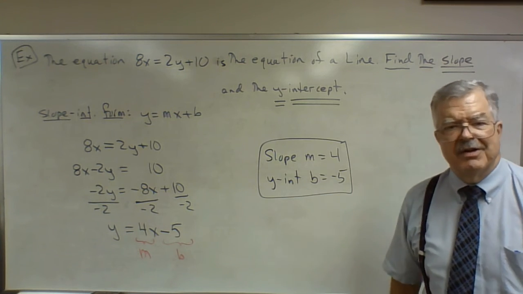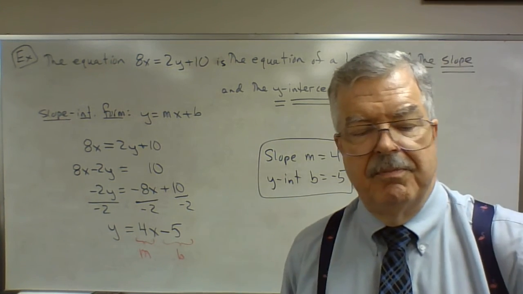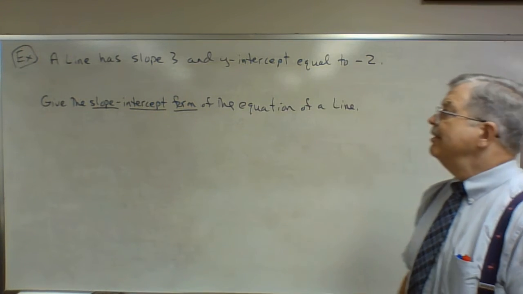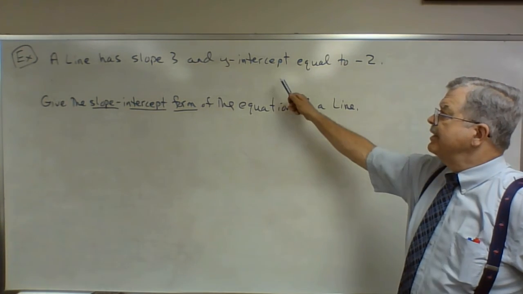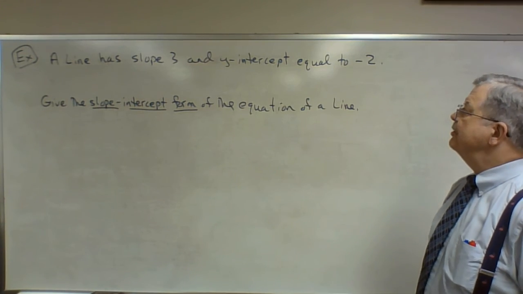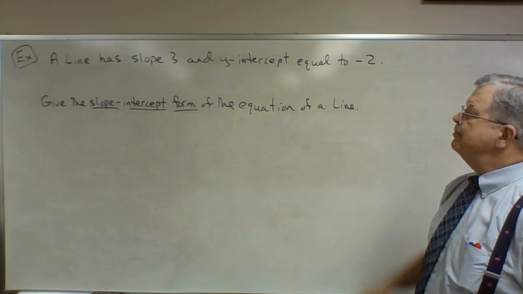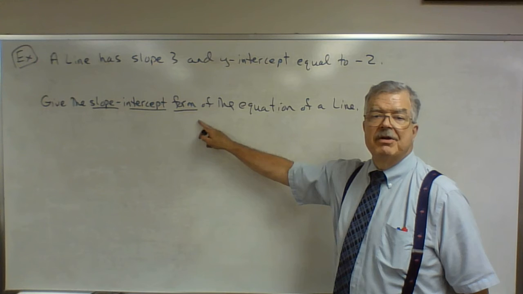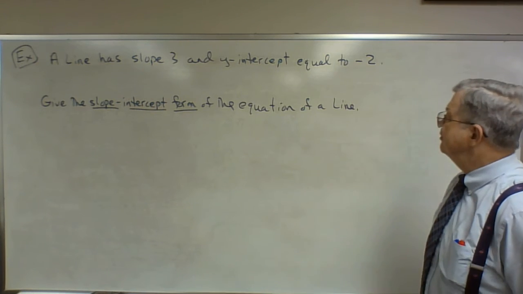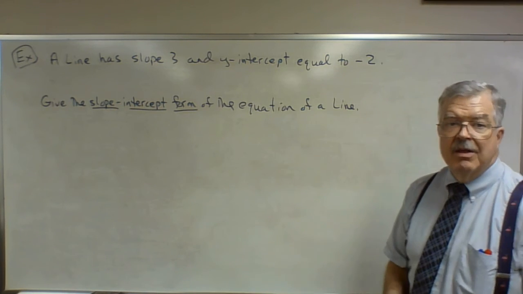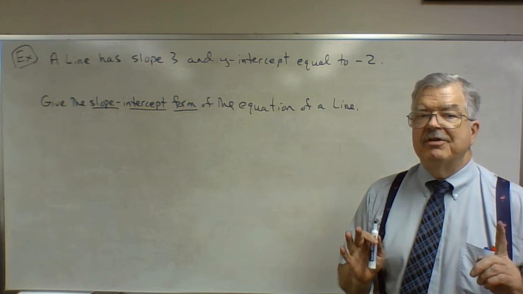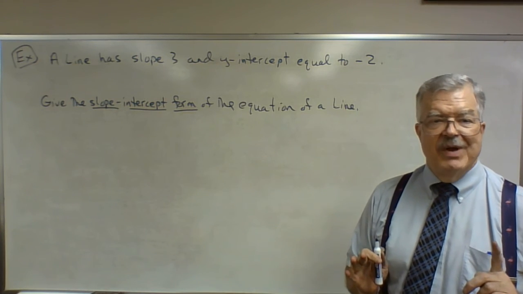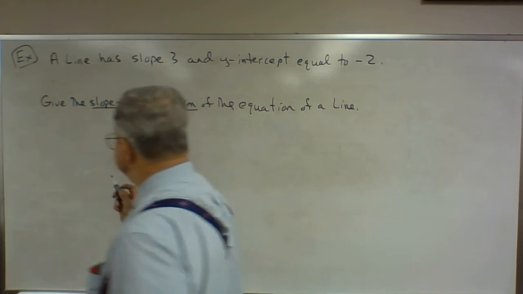Now I'm going to give a different kind of example. This is a pretty good one. A line has slope 3 and y-intercept equal to -2. Give the slope-intercept form of the equation of a line. Remember what the slope-intercept form of an equation of a line is?